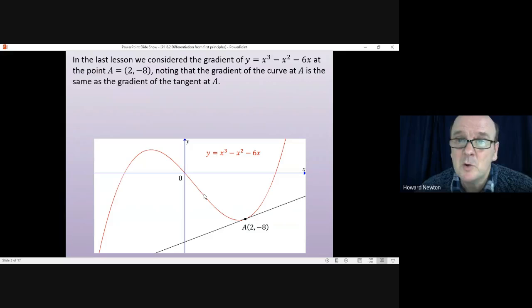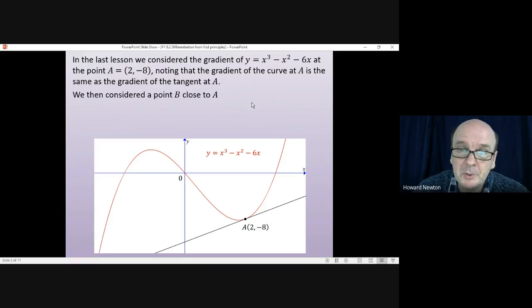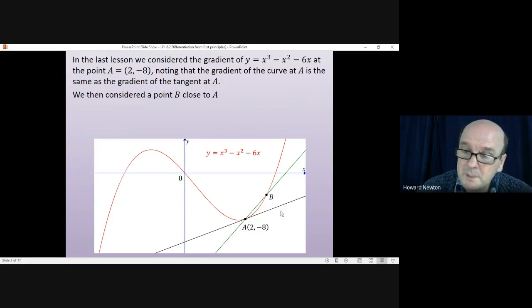Now, in the last lesson, we considered the curve y equals x cubed minus x squared minus 6x. And we considered the point A, (2, -8). What we noted was that the gradient of the curve at A is exactly the same thing as the gradient of the tangent that you would draw at the point A. We then considered a point B close to A, and we drew the line between A and B. And we said that if B was close to A, then this green line would be close to the black line. So the line through AB would be close to the tangent at A.